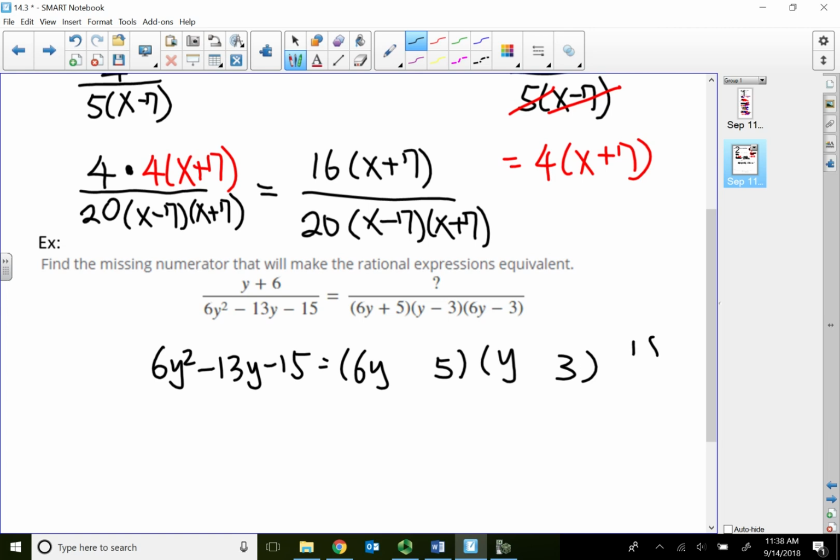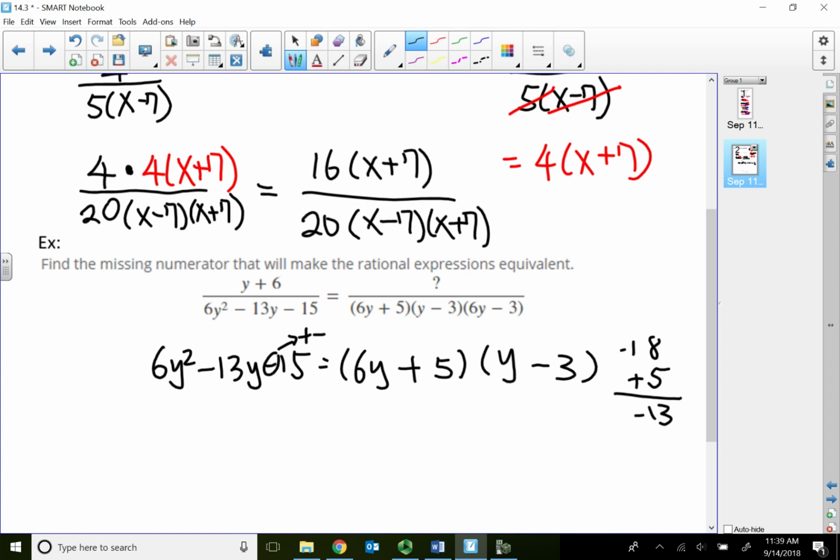Outer is 18, inner is 5. Since the last sign is negative, the choice for the signs is 1 positive, 1 negative. I need to end up with negative 13, and 18 and 5 combined is 13. I just need to do it by subtraction, because the last sign tells me how to get to the middle term. Since the middle term is negative 13, I need to give the negative to the greater of the inner and outer, so I need a negative 18 on the outer.